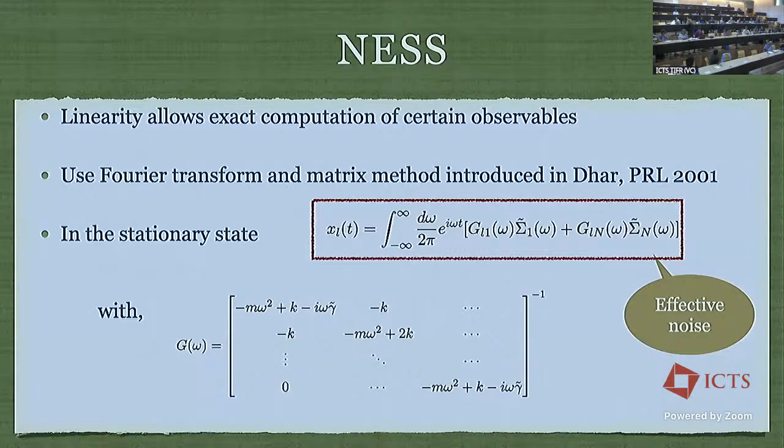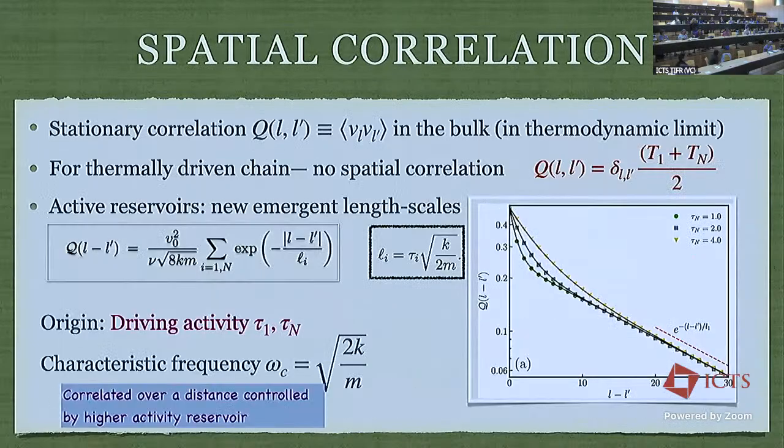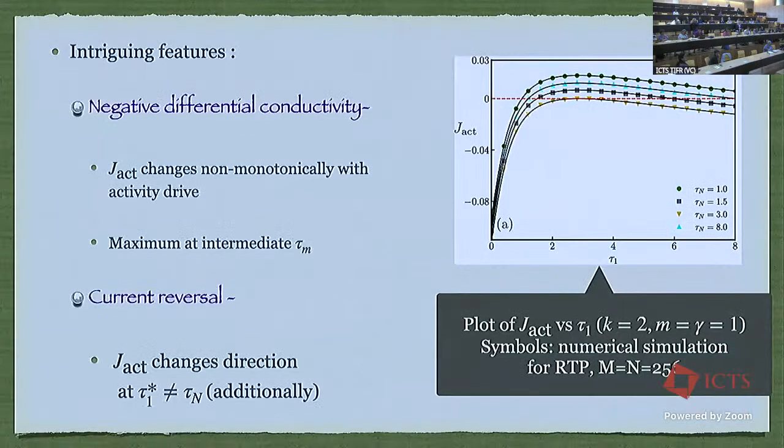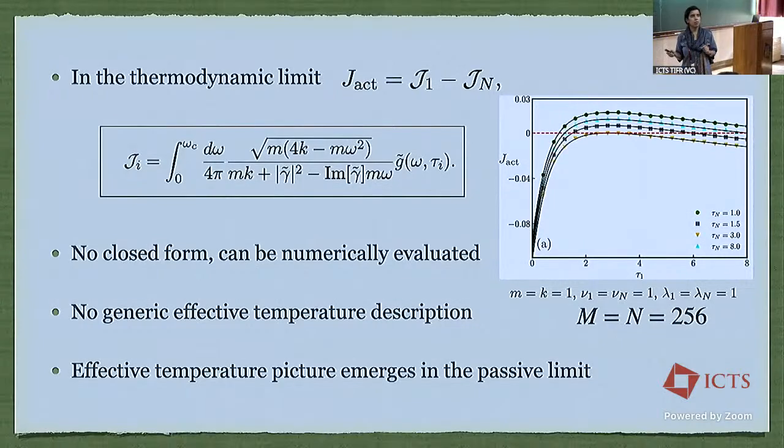Yeah, I have a naive question. This current which you plotted as a function of tau 1, for a fixed tau n. So you can also do it the other way around, right? Sure, you can fix that. And can you reconstruct J as a function of the difference between tau n and tau 1? No, it's not a pure function of tau 1 minus tau n.